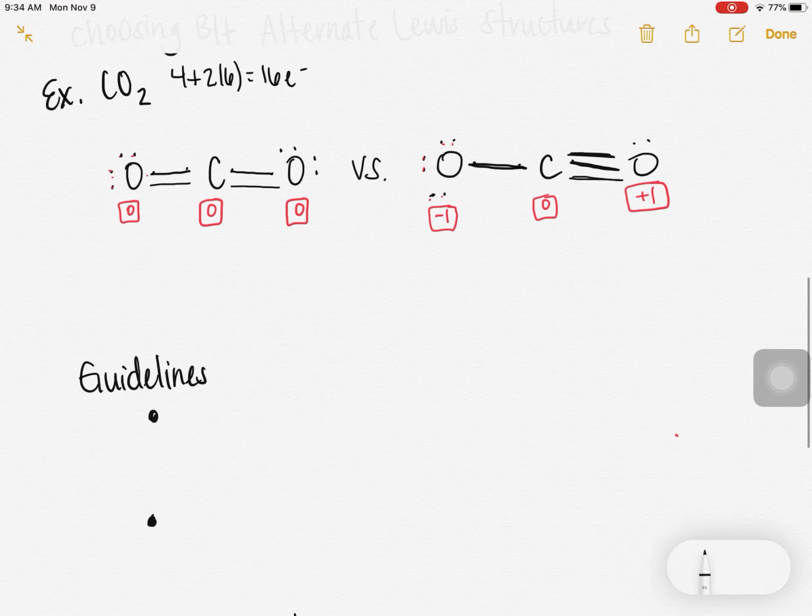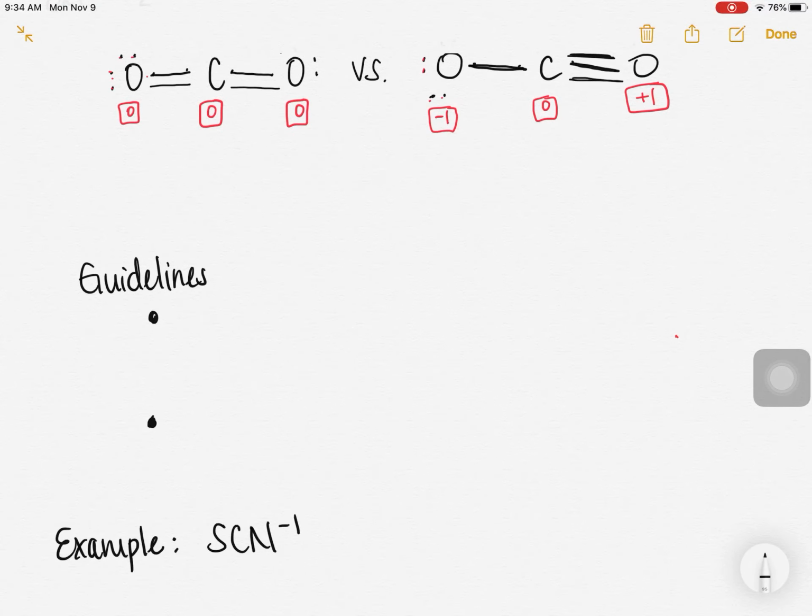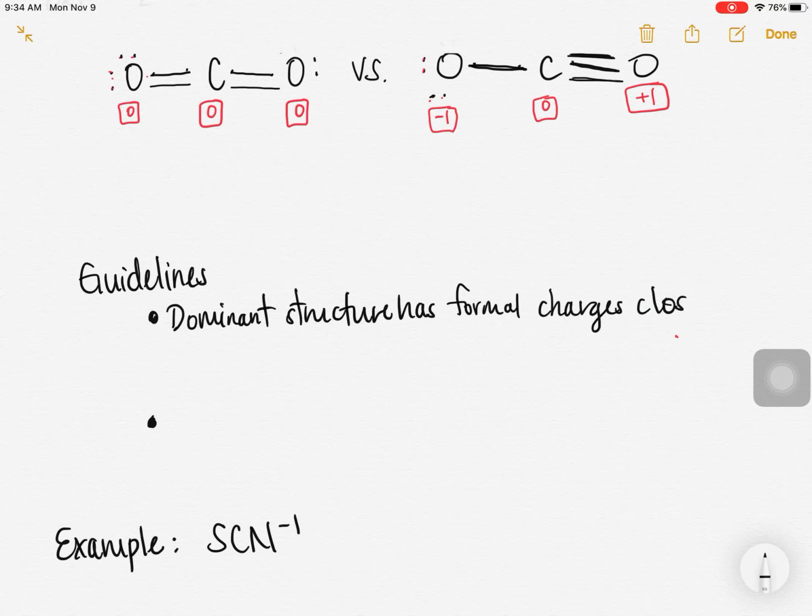And you might be able to guess, but there are 2 guidelines that will help us in that discussion. So the first one is that the dominant structure has formal charges closest to 0.